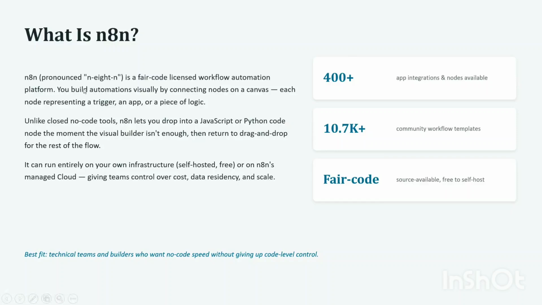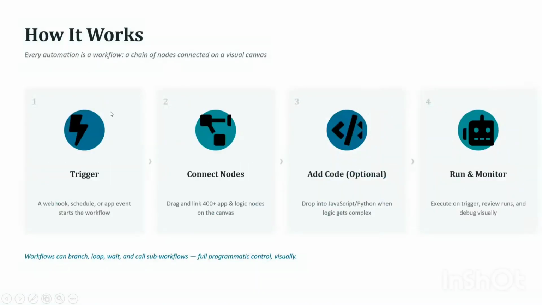Now coming to how it works. Walking through the four-step workflow process: first is trigger, where a webhook, schedule, or event starts things off. Second, connect nodes on the visual canvas. Third, you can optionally add code for complex logic. And fourth, you can run and monitor execution with visual debugging. So the main four steps are trigger, data passing, logic and transformation, and actions.